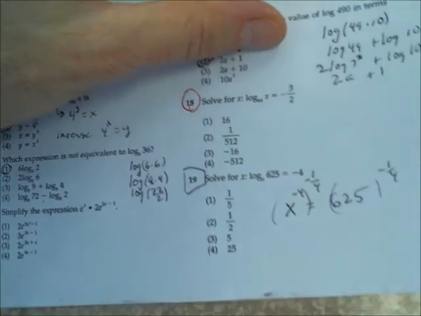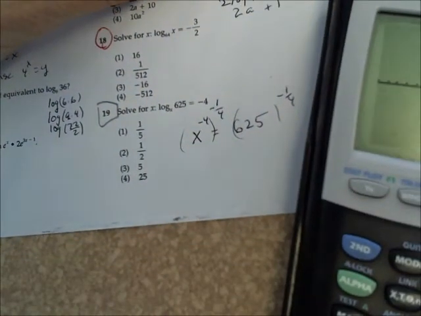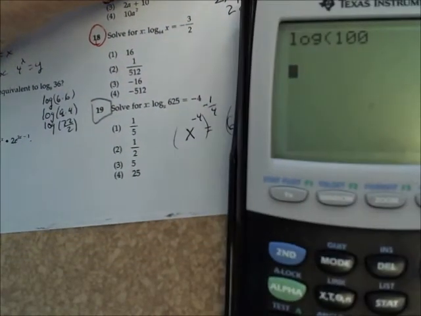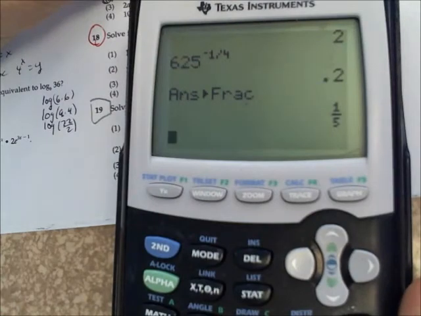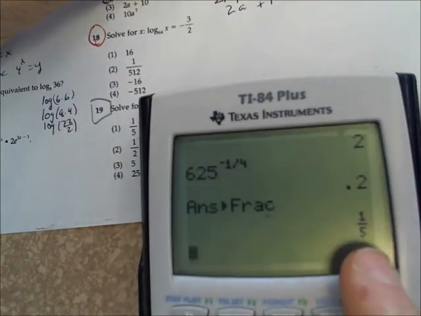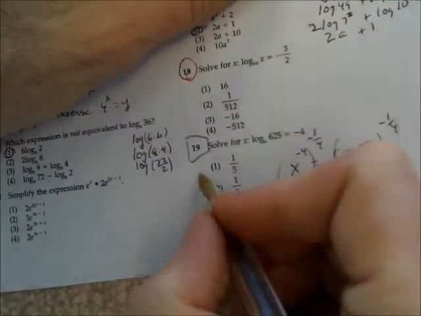So I think I'll pull my calculator out because I don't know what 625 to the negative 1/4 is, but my calculator does. So 625 to the power of negative 1 over 4 is 0.2, and I'm going to do a math frac. So the answer is 1 over 5. 625 to the negative 1/4 turns into 1/5, option 1.